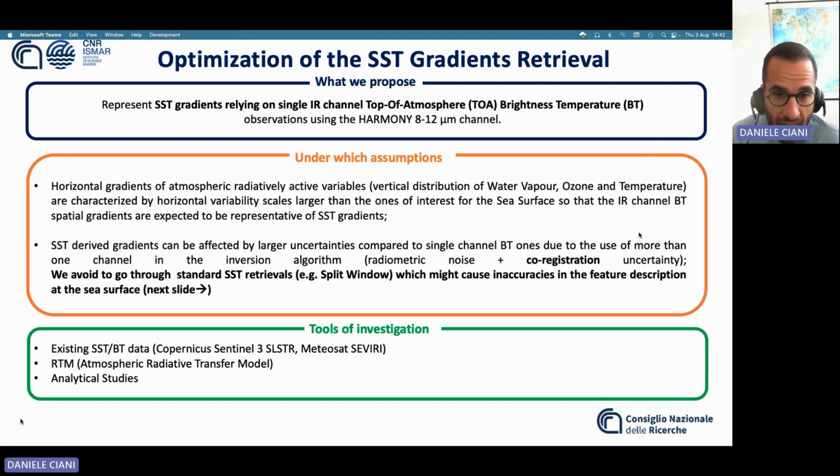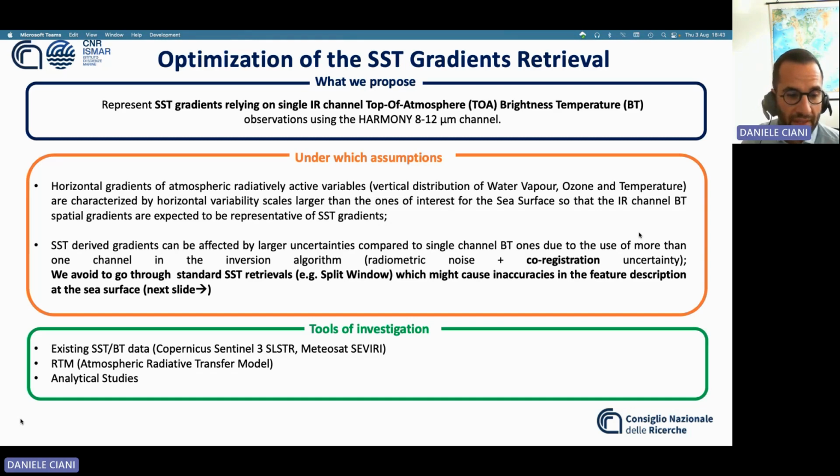So the assumptions behind this are that in cloud-free conditions, the atmosphere is supposed to create a disturbance which still enables us to capture the features given by oceanographic activity at the sea surface, even at the top of atmosphere level. And that this approach can be particularly advantageous if we consider issues like coregistration that can potentially degrade the information when we try to retrieve SST and in turn SST gradients through a standard algorithm.